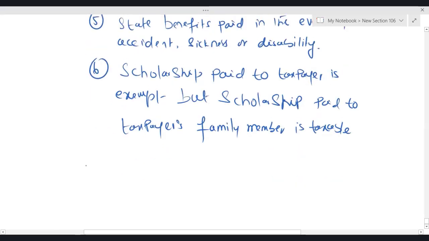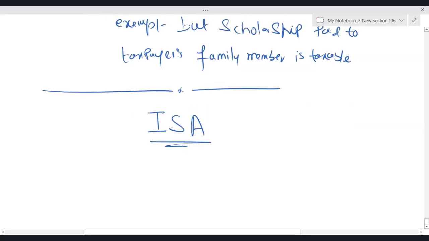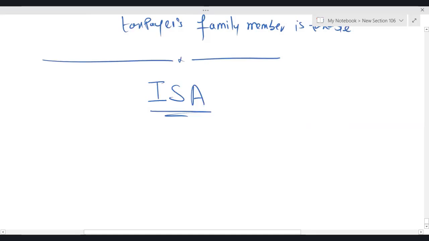After that, ISA, individual savings account. The interest income coming from an ISA is exempt. But there is a very important point. What is that? Try to understand. ISA, individual savings account, has a limit also. The limit is £20,000. ISA limit is £20,000.